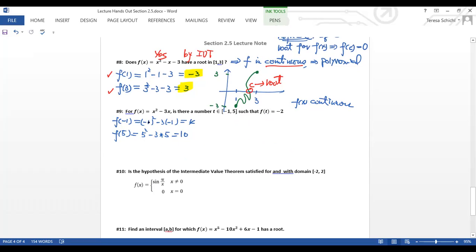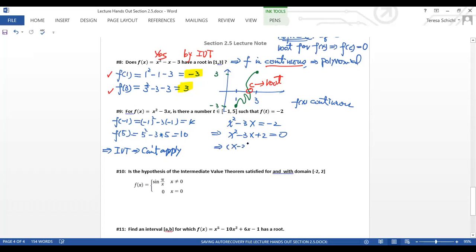Because in here we cannot use the intermediate value theorem, since negative 2 is not between these two values. But I cannot say there's no such value either. So the theorem cannot be applied, but I cannot say they don't have the values here. So I will try to solve it. I will say x squared minus 3x equals negative 2. Do I have any solutions here? So x squared minus 3x plus 2 equals 0.